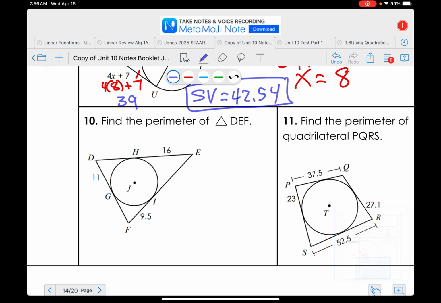Okay, let's do this one. Find the perimeter of DEF. I'll do this one on a separate video.